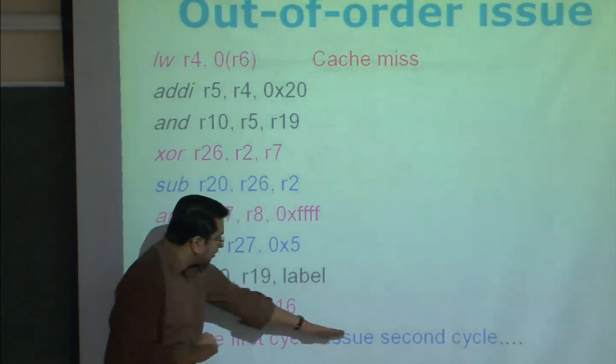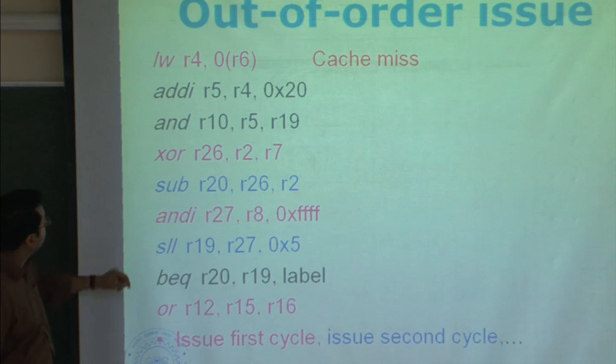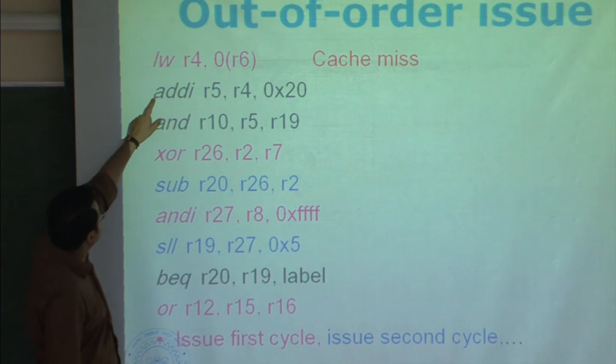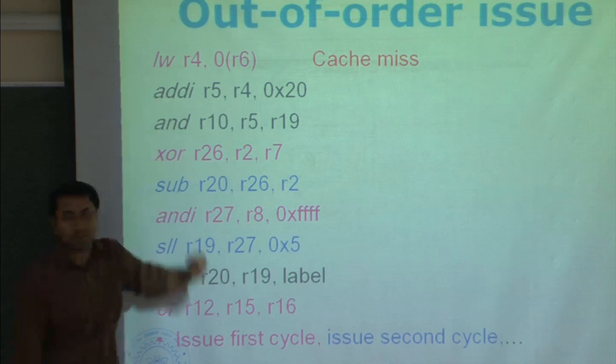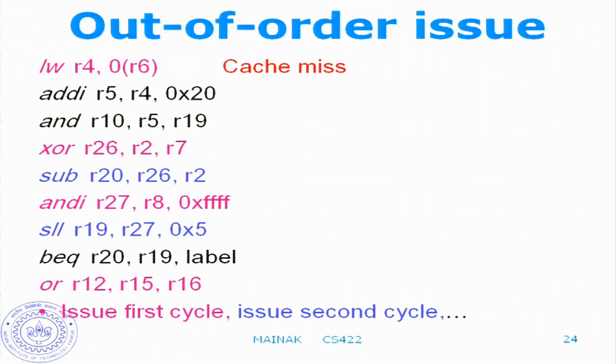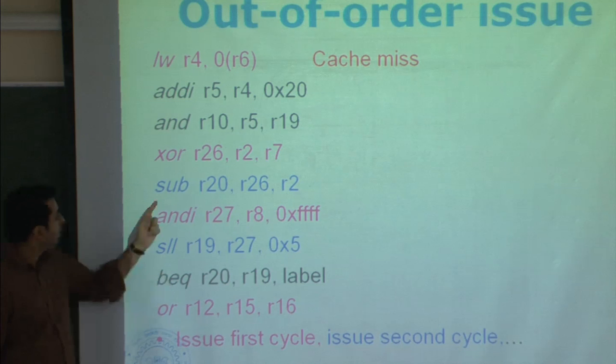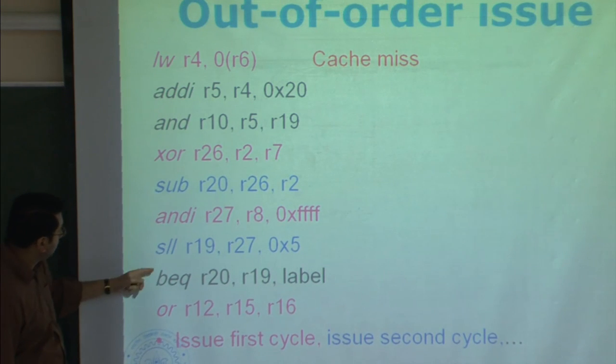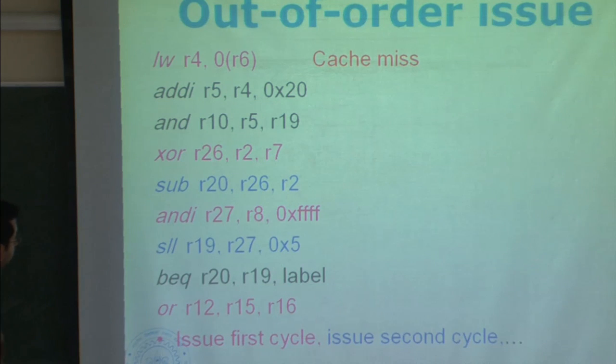The blue ones can go in the second cycle because the black ones still cannot go, because I'm saying that this is a cache miss, which essentially means that it's going to take a long time to complete. Okay, right? So these three instructions are arithmetic instructions, actually logic instructions. They'll complete in a cycle. Okay. So their dependents can issue in the next cycle. Like this one can issue in the next cycle. This one can issue in the next cycle. Okay. So that's the second issue cycle.